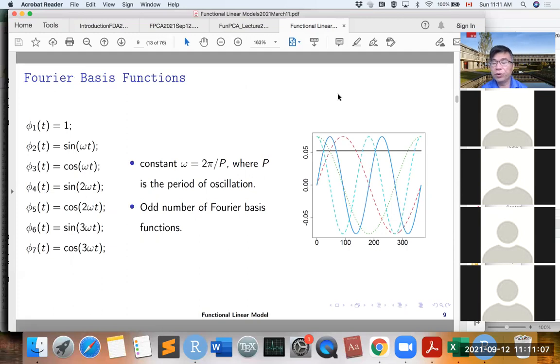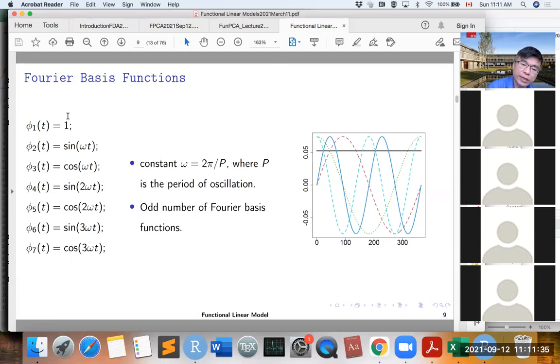So here I give you a short introduction to the basis functions. Basically, we have two types of basis functions. One is the Fourier basis function. This is the formula for the Fourier basis functions, where omega is equal to 2 pi over P, and P is the period of oscillation.